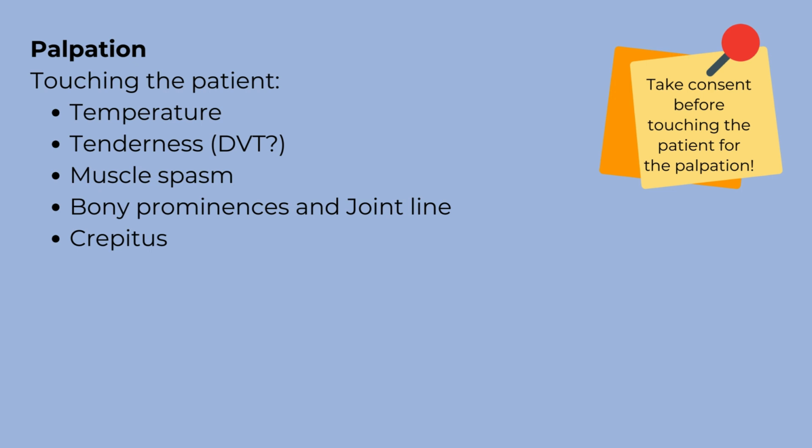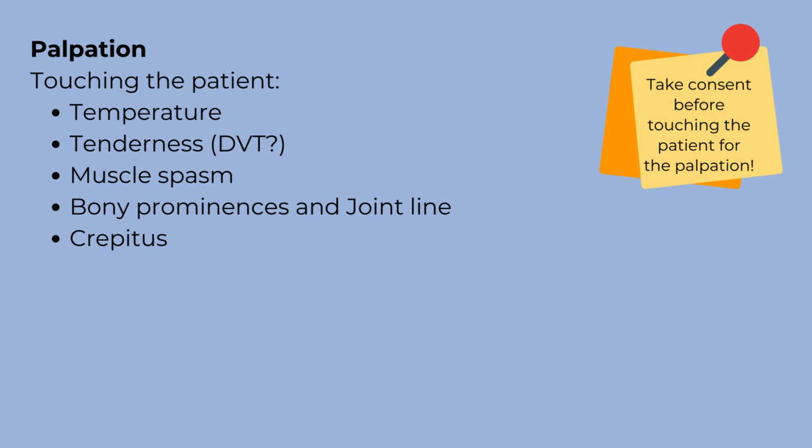All right, we are assessing for bony prominences. Again, referring to the Ottawa rules, if there is any pain on the lateral malleolus, medial malleolus, or the fibular head, you are assessing for that. You are assessing for the joint line, looking for maybe meniscal injuries. Moving on, the crepitus.